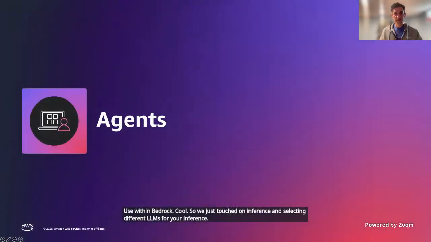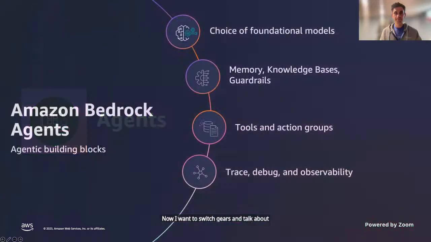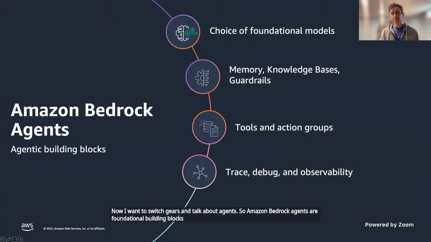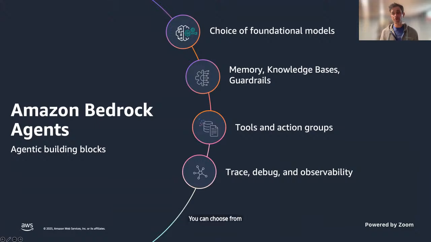Now I want to switch gears and talk about agents. So Amazon Bedrock agents are foundational building blocks for customers and developers to create their own agentic applications. So as we just saw, you can choose from a variety of foundation models to drive the intelligence of the agent. And you can configure the agent with many different features, such as memory retention, knowledge bases for retrieval augmented generation, guardrails for protecting the user and other features as well.